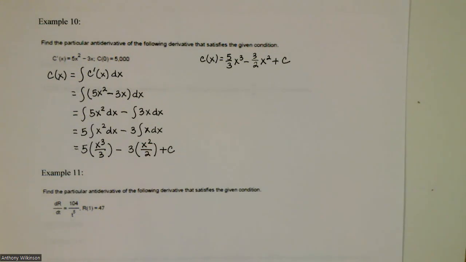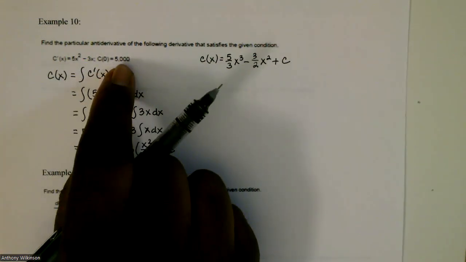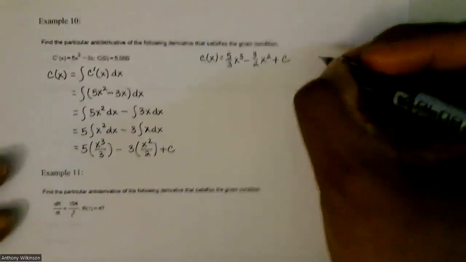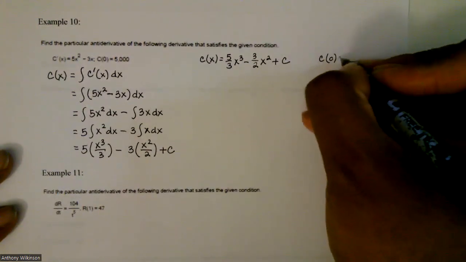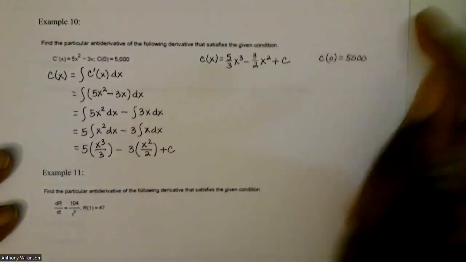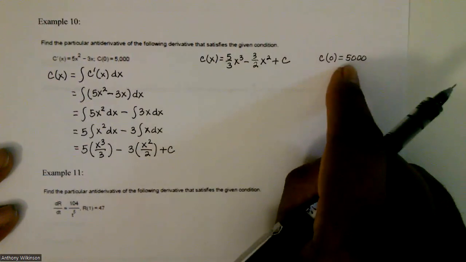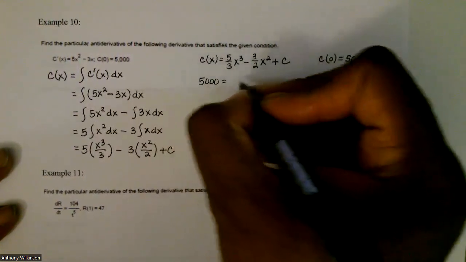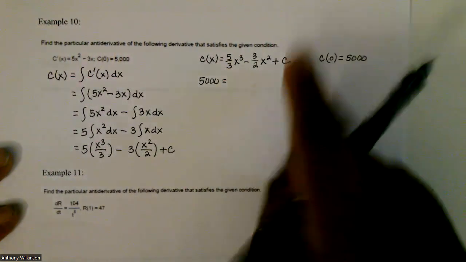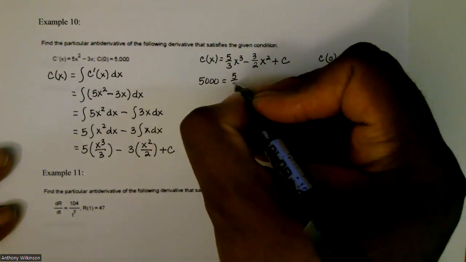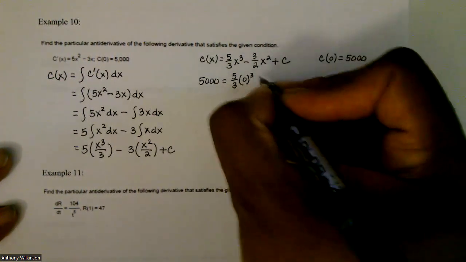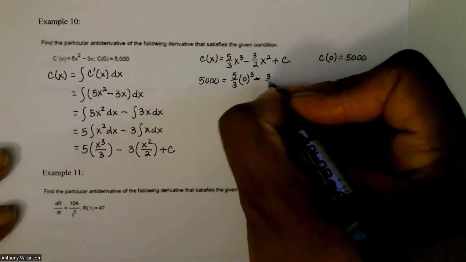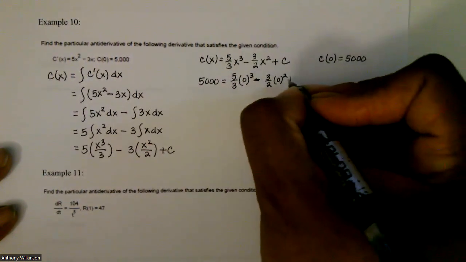Now that's just what we call the general solution. We want a particular antiderivative. That's why we have c of 0 equal to 5,000. So c of 0 is 5,000, meaning that if x is 0, c of x will be 5,000. So I'm going to replace the c of x with 5,000, and that's equal to, and here I'm going to replace each x with 0. So that means this will be 5/3 times 0 cubed, minus 3 halves times 0 squared, plus c.